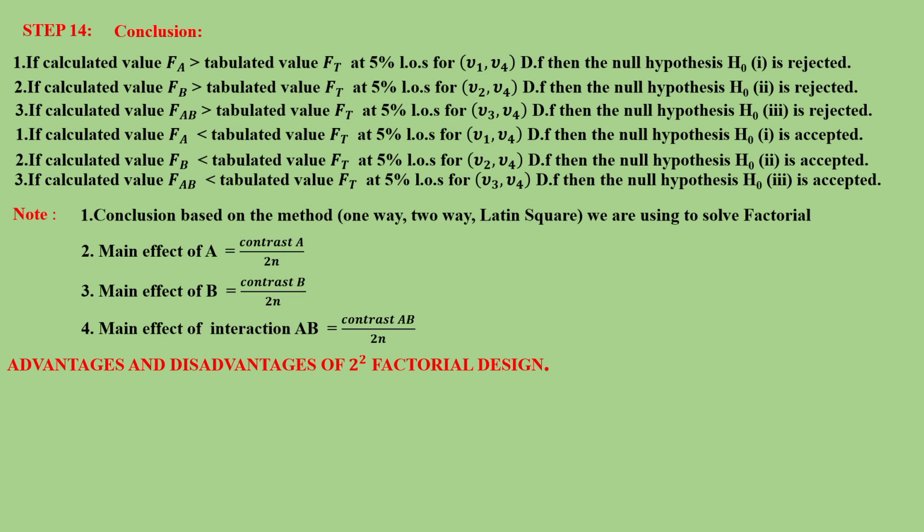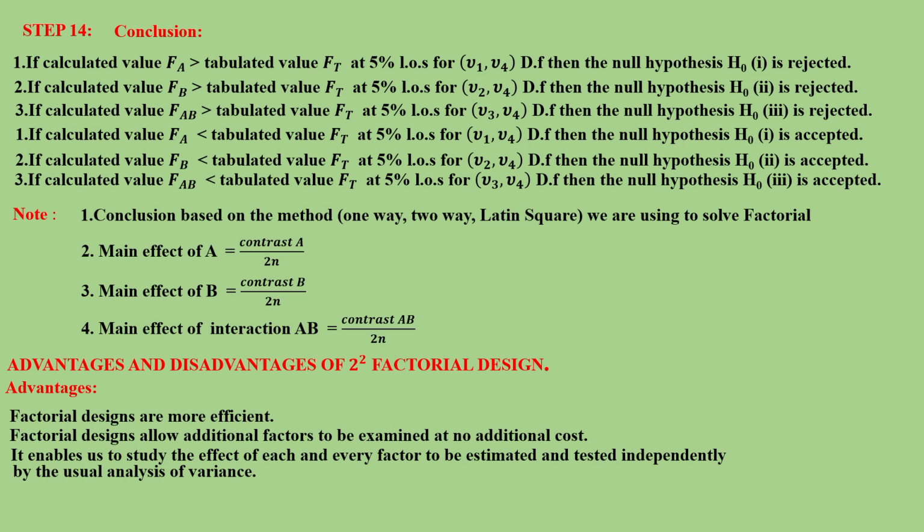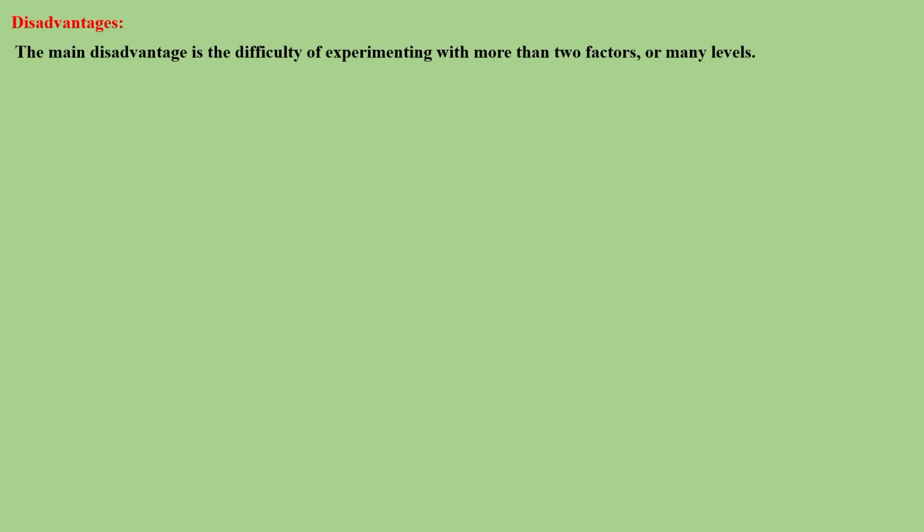Advantages and disadvantages. So advantages: factorial designs are more efficient, and factorial designs allow additional factors to be examined at no additional cost, right, that is the important one. It enables us to study the effect of each and every factor, to be estimated and tested independently, that is also there by the usual analysis of variance.